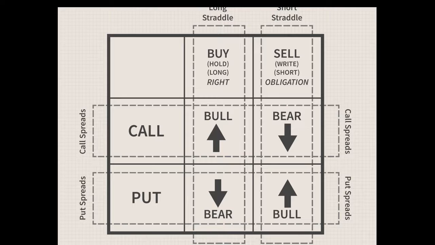Well, same thing with puts. So if I think the stock's going down, then I will buy a put contract. If I think it stands to go back up, I'm probably going to sell it because I'm bullish on the stock now because I think it's going to go up. So your belief in which direction the stock is going dictates whether you're buying a bullish or bearish position on either side of the contract, okay?